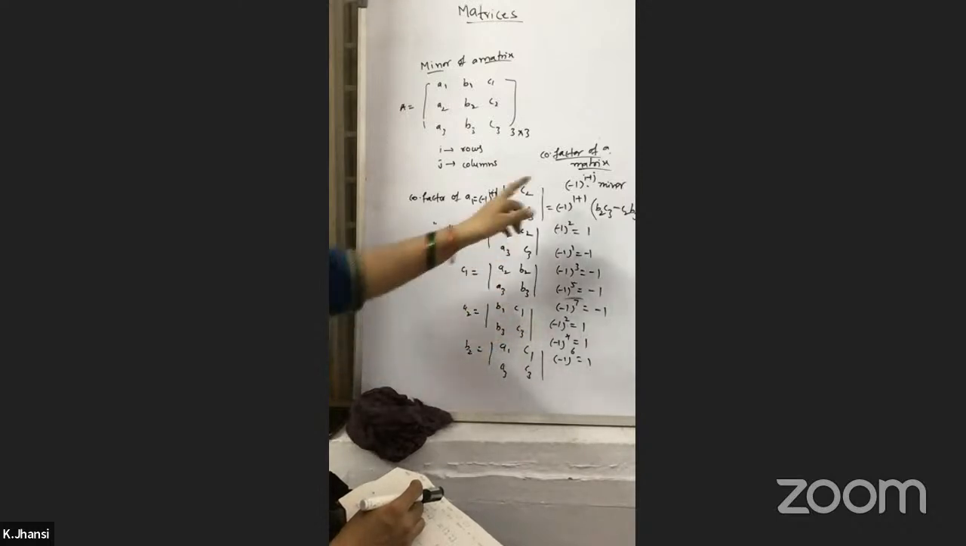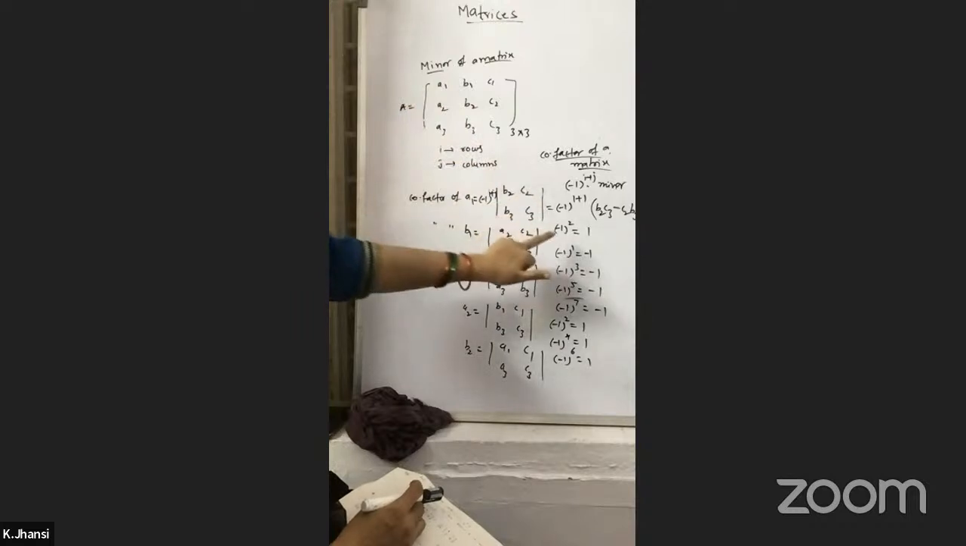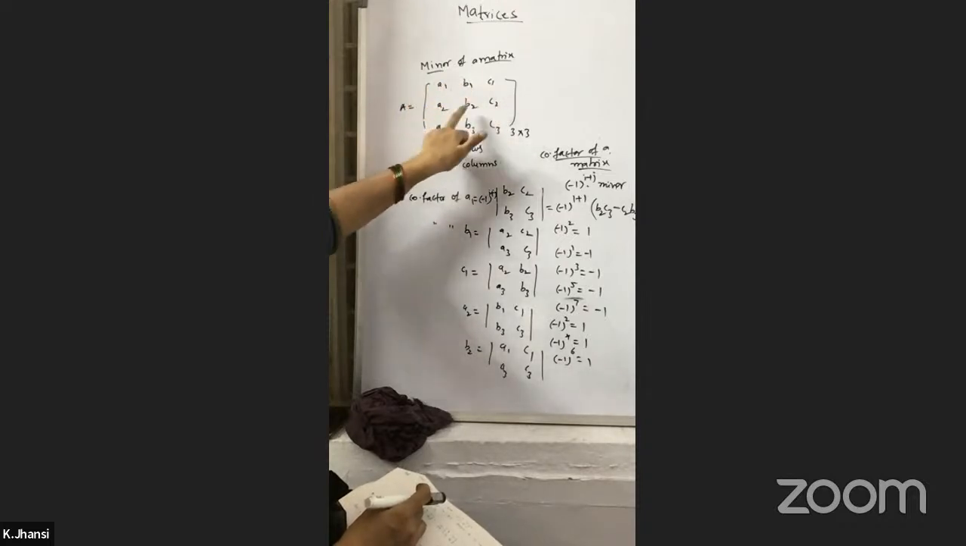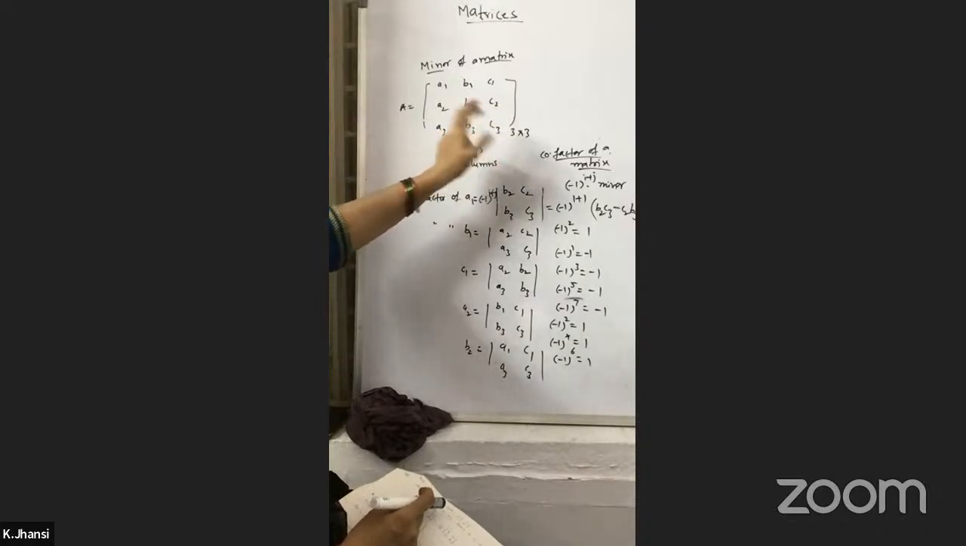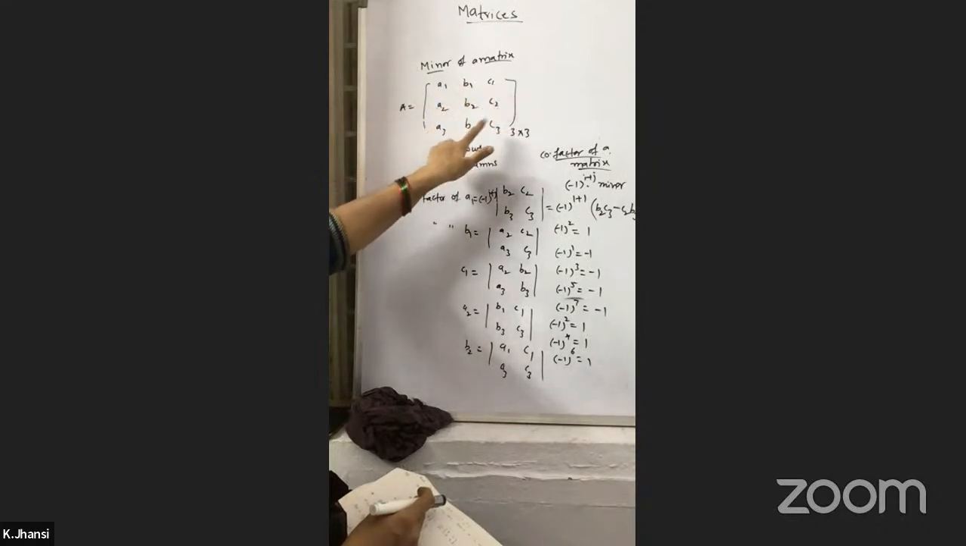What are cofactors? See, first element. Here you will get the positive value. Minus 1 squared, so you will get the positive value. Here 2 we got, here 3 you will get, here 4, 5, 6, 7, 8, 9, 10. I am telling the powers here. Okay, here 2, 3, 4, 5, 6, 7, 8, 9, 10.